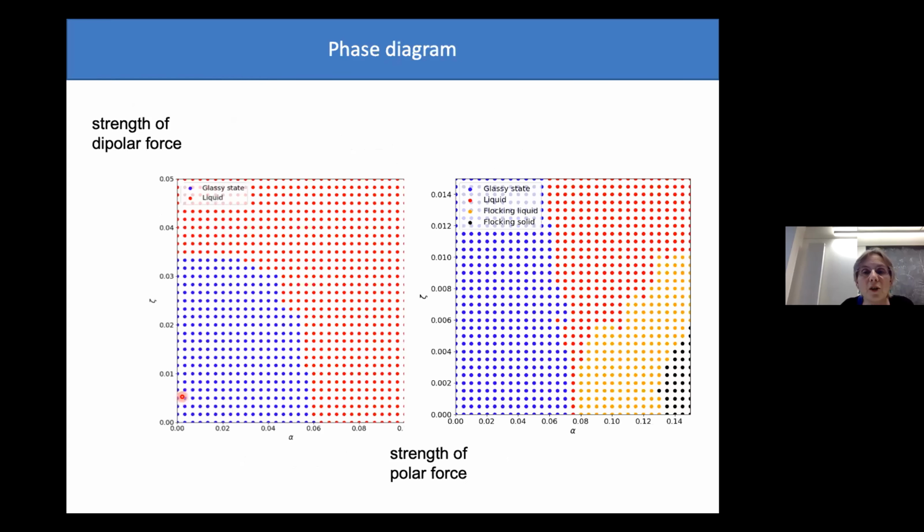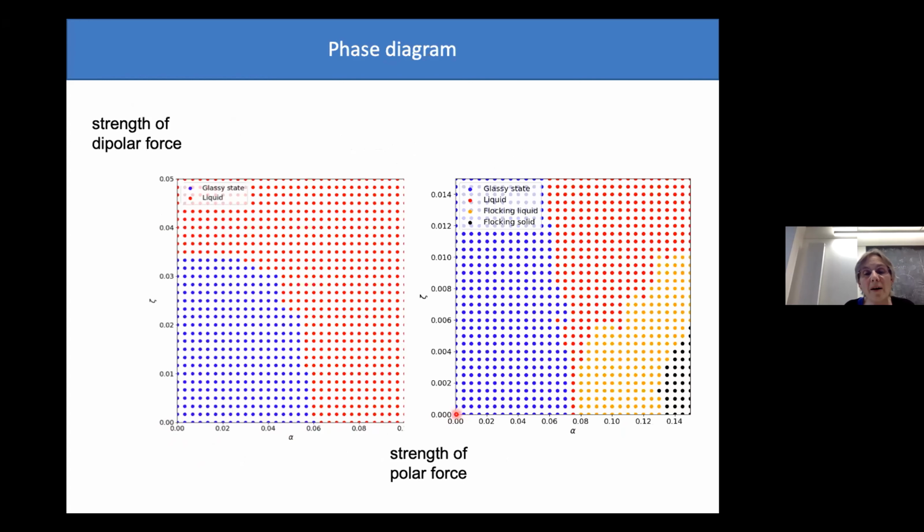So let's just look at the phase diagram. This is the strength of that polar force. And at the moment, I've only talked about this bottom axis on the phase diagram. We'll come to this other axis in a minute. But along here, what do we see? Well, if the polar force is small, you get a glassy state. Basically, the whole thing is jammed. If you increase the polar force, you get unjamming, and you get a liquid-like state where the cells move relative to each other.